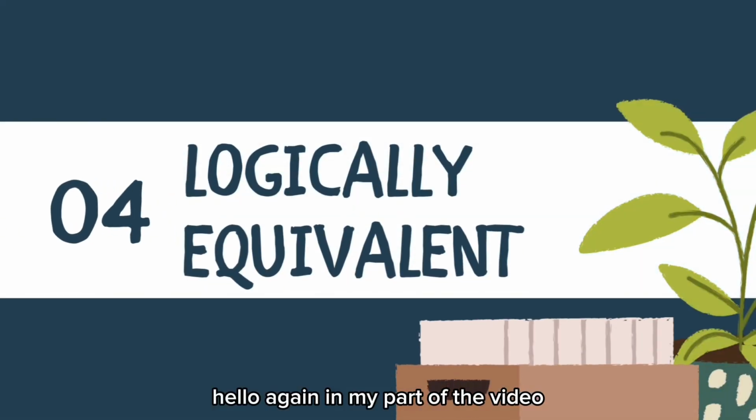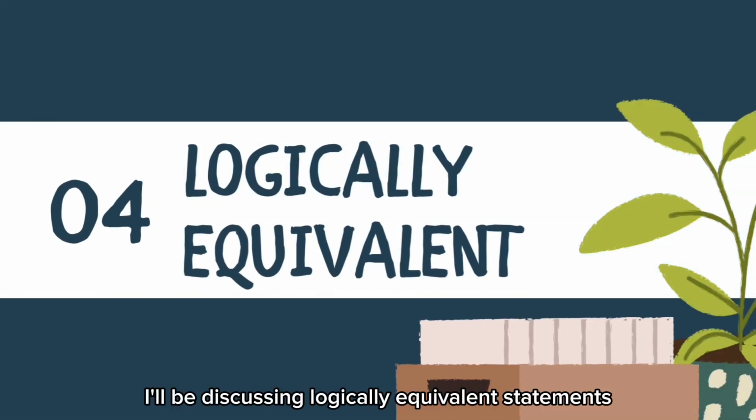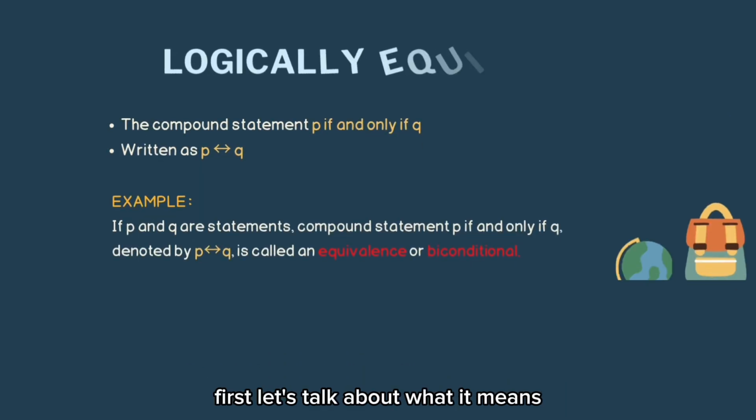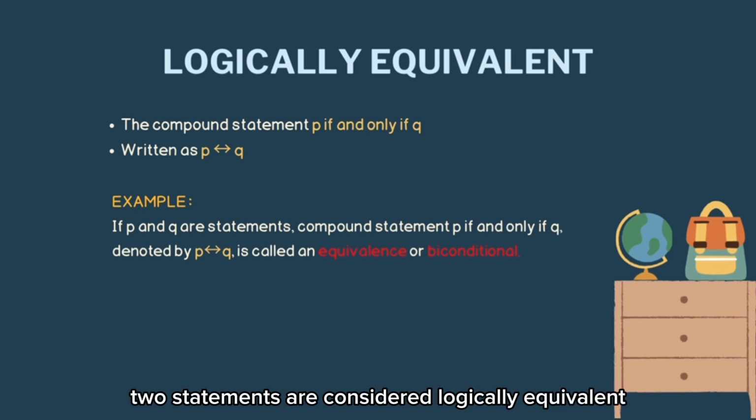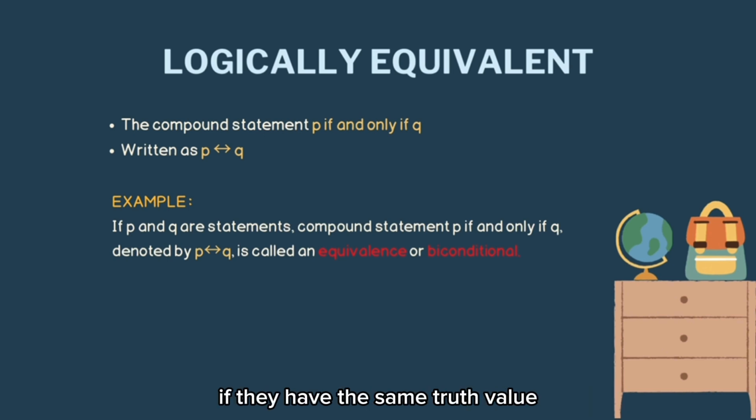Hello again. In my part of the video, I'll be discussing logically equivalent statements. First, let's talk about what it means for two statements to be logically equivalent. Two statements are considered logically equivalent if they have the same truth value in every possible scenario. This is often expressed using the biconditional operator written as P if and only if Q, or symbolically as P equal to Q. Essentially, P and Q are equivalent if they are either both true or both false.